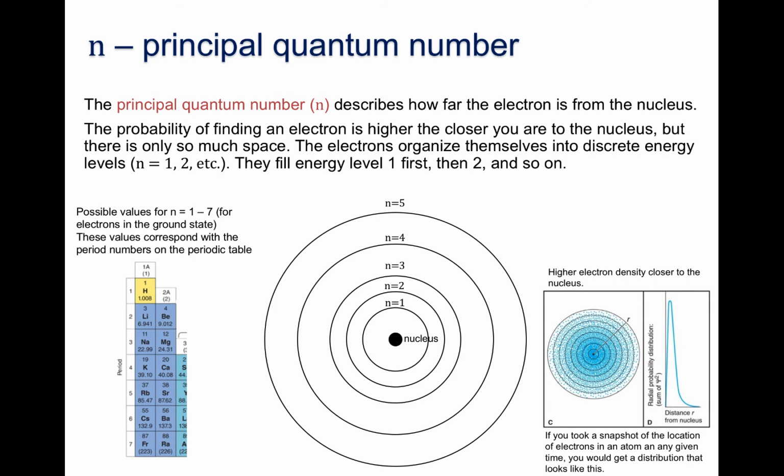And so the possible values that n could be are integers between 1 and 7, assuming all electrons are in their ground state, which is all we're going to work with in this chapter. And these values 1 through 7 correspond to the number of periods on the periodic table.